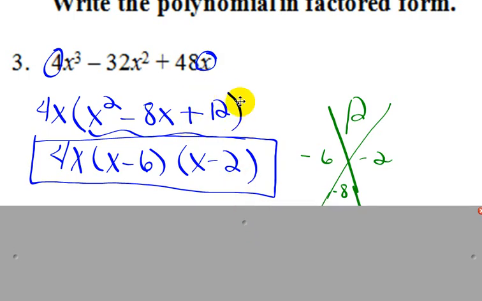So when you say what 2 factors of 12 add up to be -8, well, it would be -6 and -2. So there they are, x minus 6, x minus 2, and don't forget that we factored out the 4x. So this is our polynomial in factored form, 4x times x minus 6 times x minus 2.